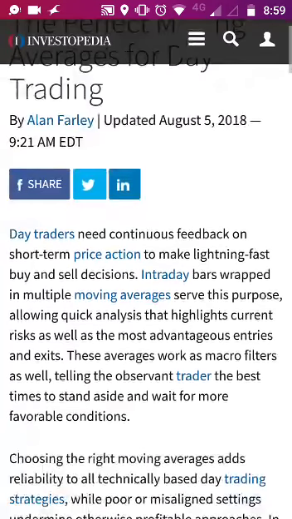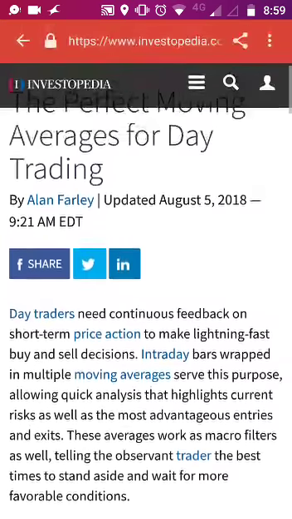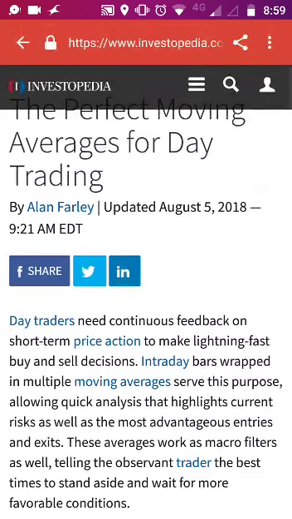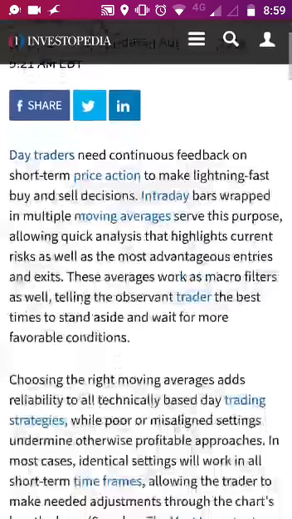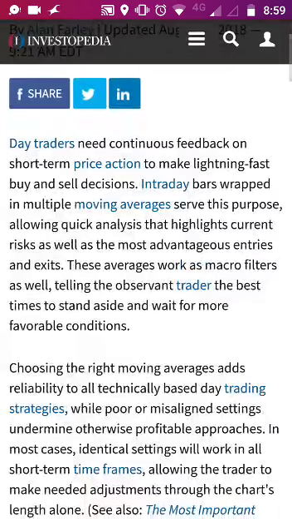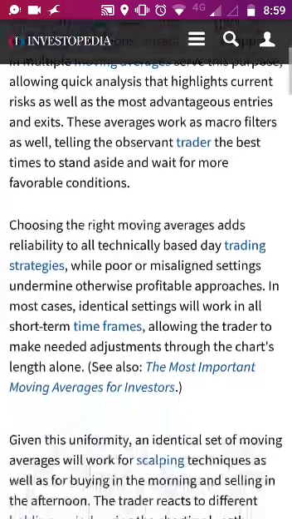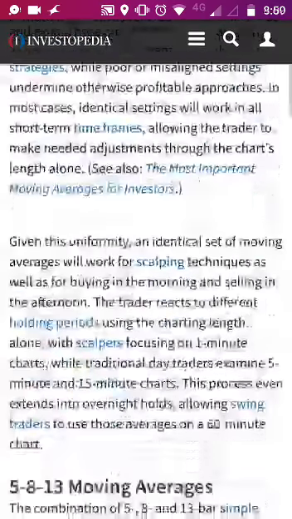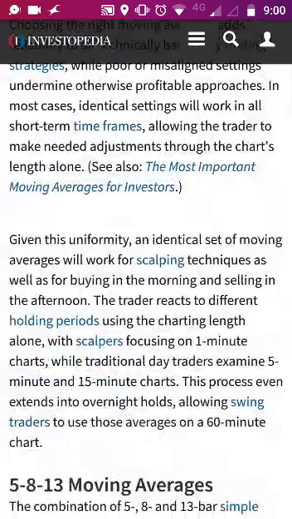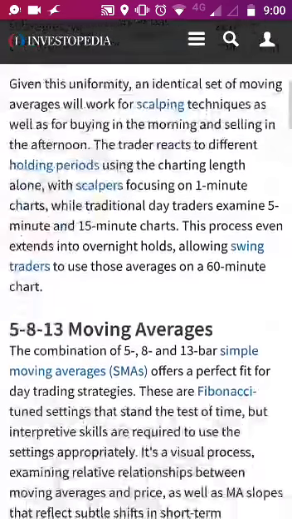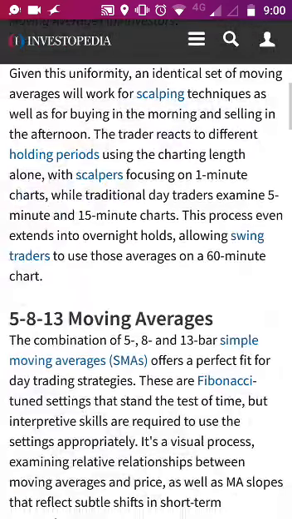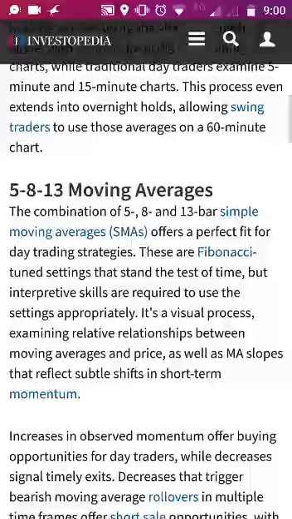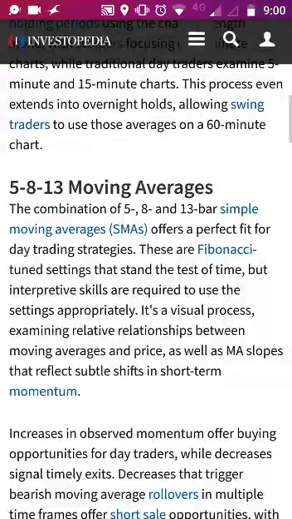And today I'll be talking about moving averages and the perfect moving averages for day trading. So the day traders need continuous feedback on short-term price action to make lightning fast buy and sell decisions, and their buy and sell decisions are based on price action strategies. And intraday bars wrapped in multiple moving averages serve this purpose, allowing quick analysis that highlights current risks as well as the most advantageous entries and exits.